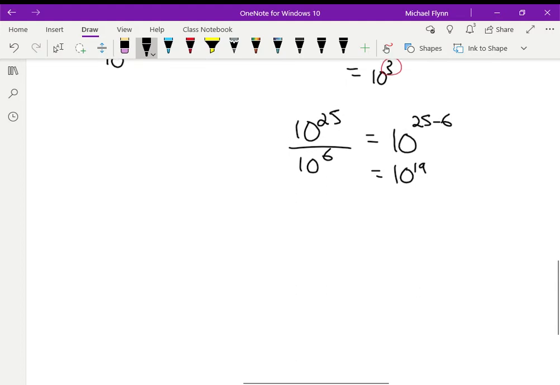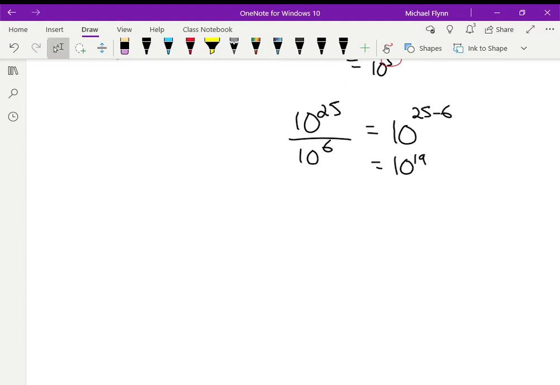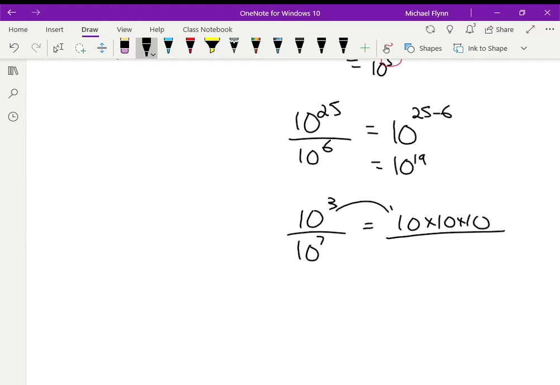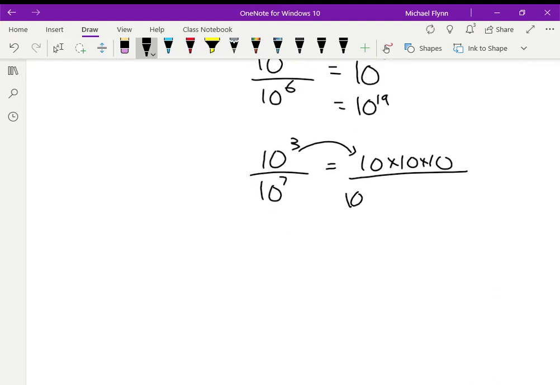Now, what would happen using this rule if you had more on the bottom than on the top? Like what if we had 10 to the power of 3 divided by 10 to the power of 7? Okay? Well, we can still use the rule, but before we do that, let's just remind ourselves how it works. That's 10 to the power of 3 on the top. On the bottom, we have 7 of these. That's 7 of them there.